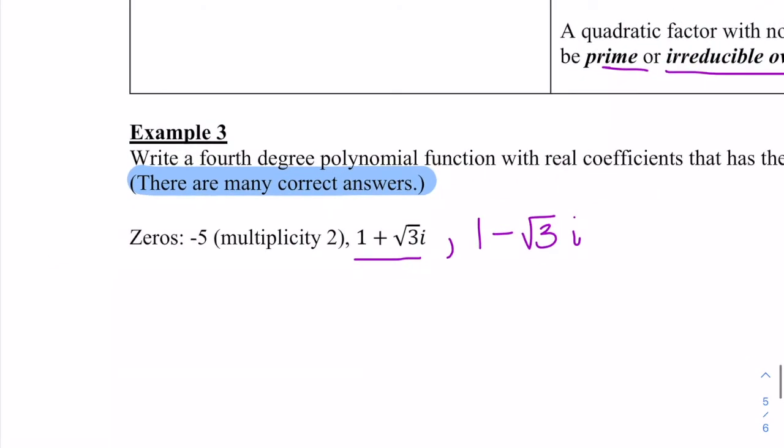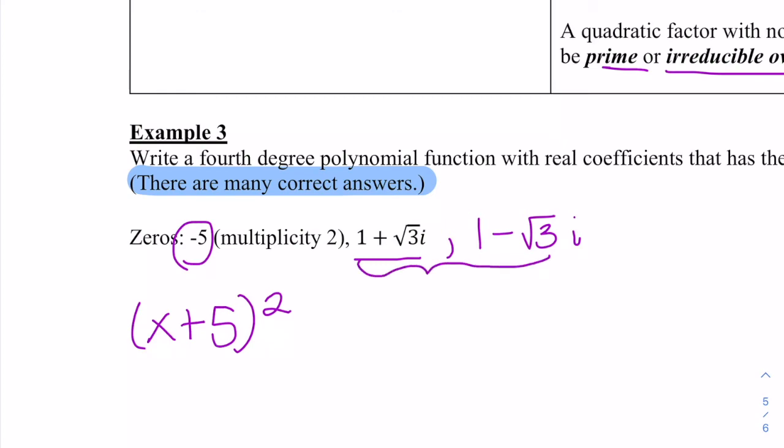Okay, so looking at this, I'm going to separate this because this has the 2, so it's going to be x plus 5 squared, right? So that's going to be the multiplicity of 2. And then we know that we're going to have these two factors here.